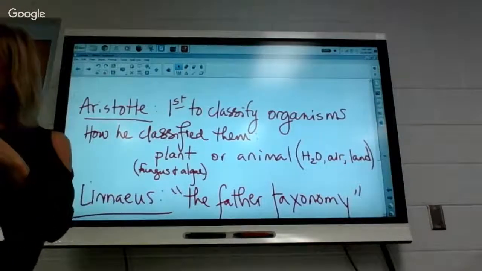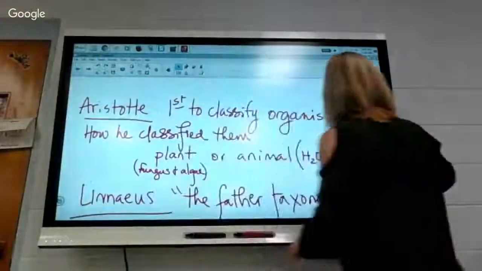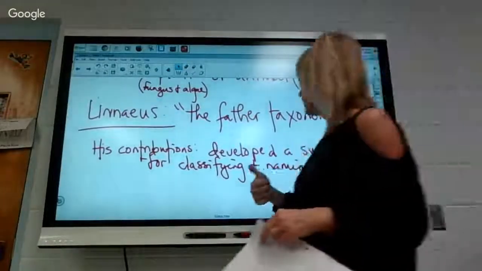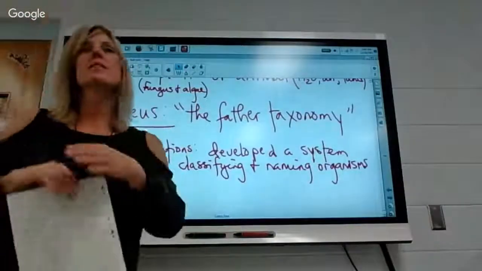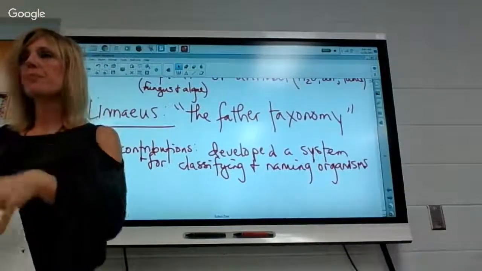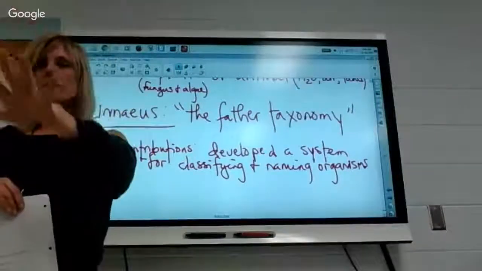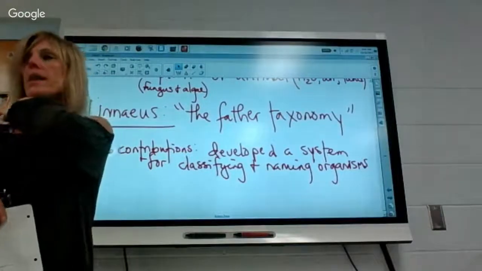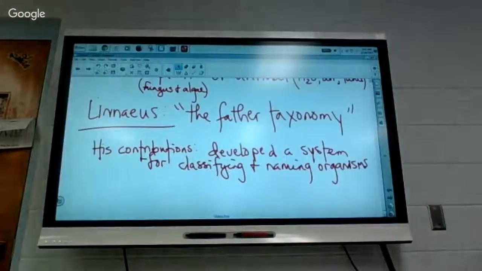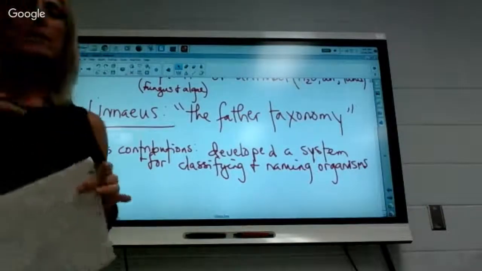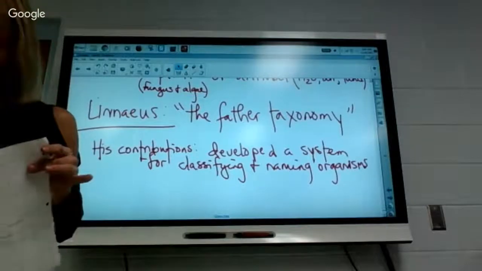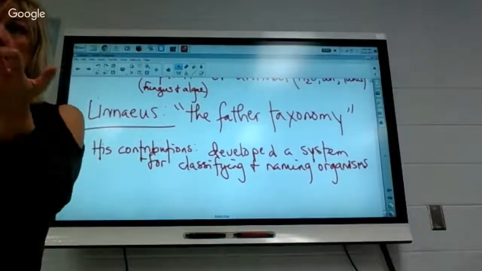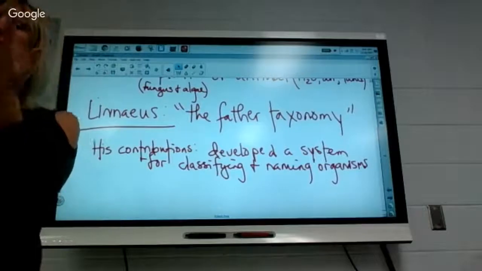So part of the reason that there was a need for Linnaeus or somebody to step up was to figure out one system that you could classify organisms consistently from place to place. I don't care where you go, you're going to use the same system to figure out what organisms are, and to write their names and all of that. So if I go to England and I talk about a ladybird beetle, and in the United States we talk about a ladybug, we're talking about the same thing.